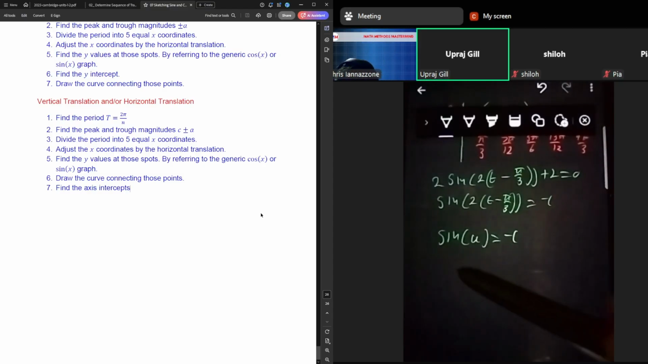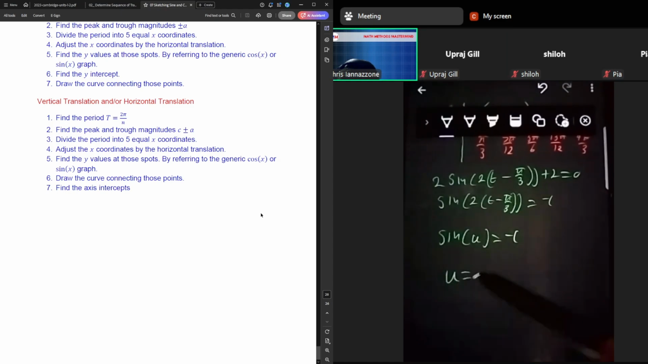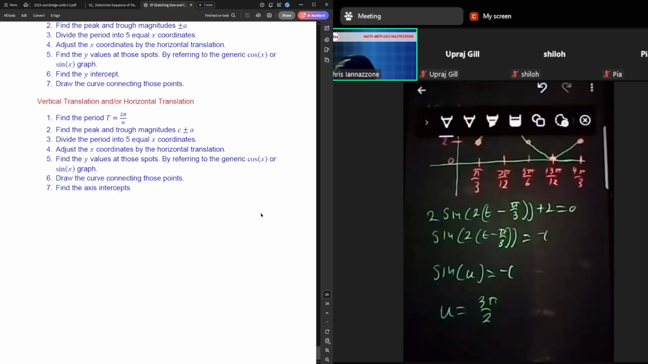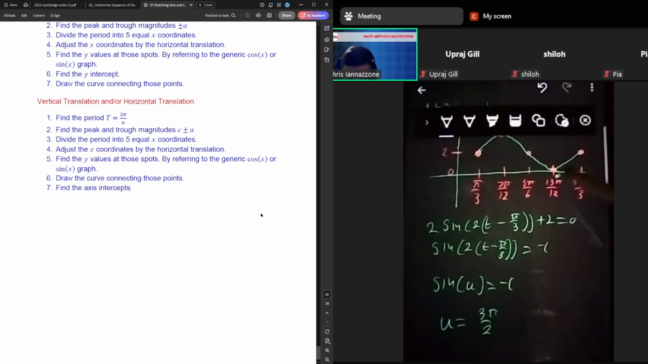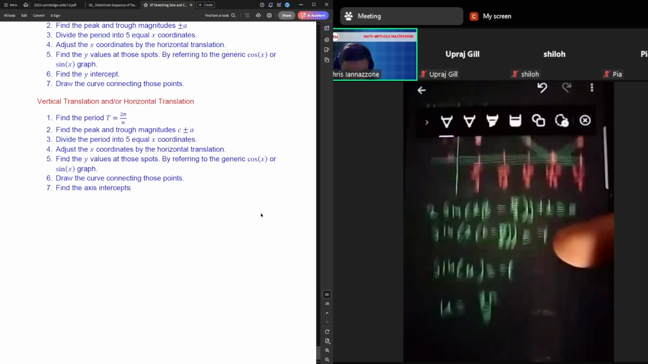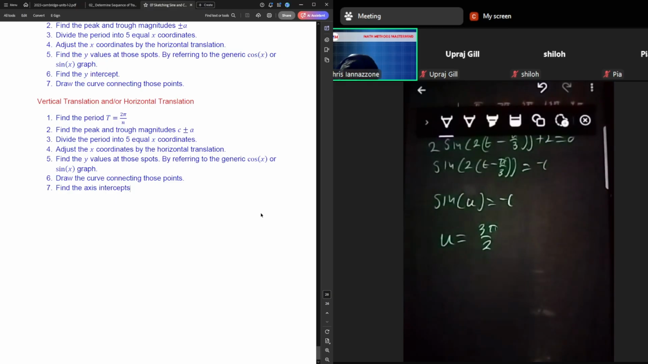Yep, 3 pi over 2 is correct. So u equals 3 pi over 2 would be one of the solutions. You could obviously add or subtract 2 pi to get multiple, but we can already clearly see we're only looking for one here. So that's one of the advantages of having the sketch there.